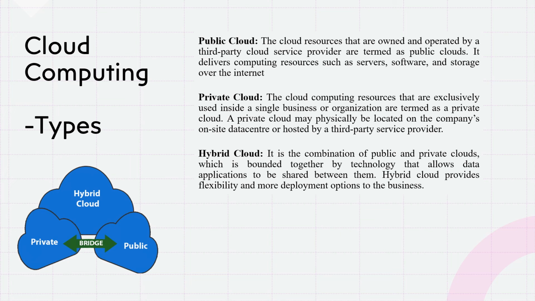Private cloud. The cloud computing resources that are exclusively used inside a single business or organization are termed as private cloud. A private cloud may physically be located on the company's on-site data center or hosted by a third-party service provider. Hybrid cloud. It is the combination of private and public clouds, which is bound together by technology that allows data and applications to be shared between them. Hybrid cloud provides flexibility and more deployment options to the businesses.